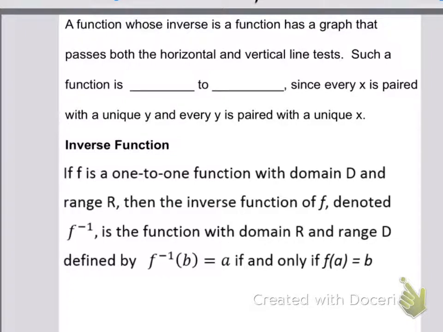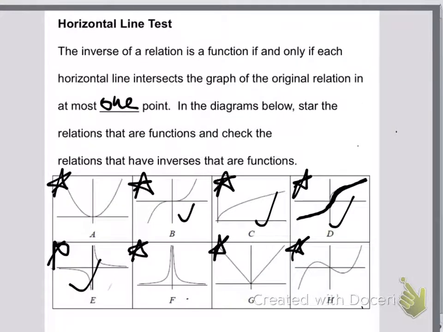Now, a function whose inverse is a function has a graph that passes both the horizontal and vertical line test. We say that such a function is 1 to 1. Alright, so looking back here, this function, this one, this one, this one, this one, these are all functions that are 1 to 1 because they pass both the vertical and the horizontal line test.